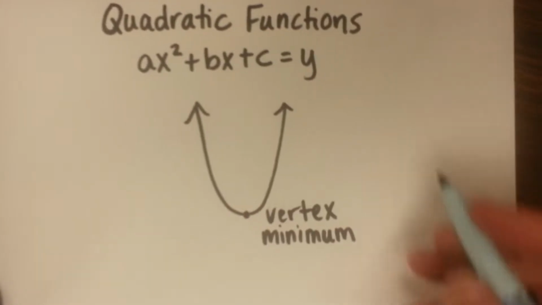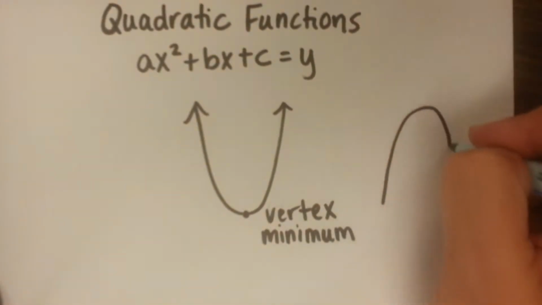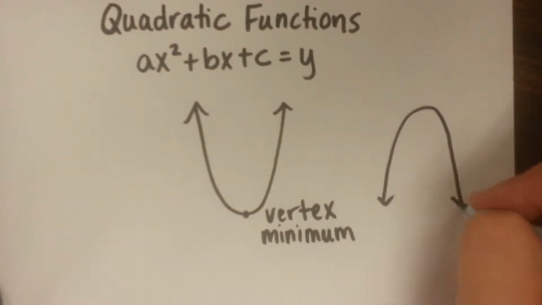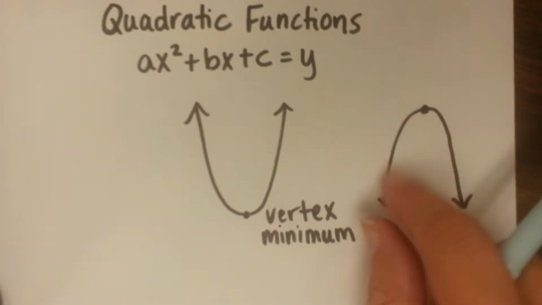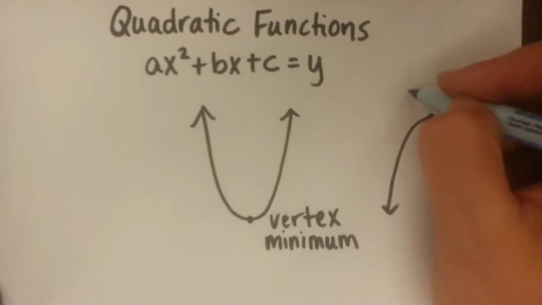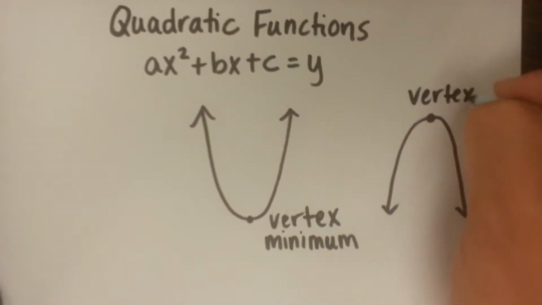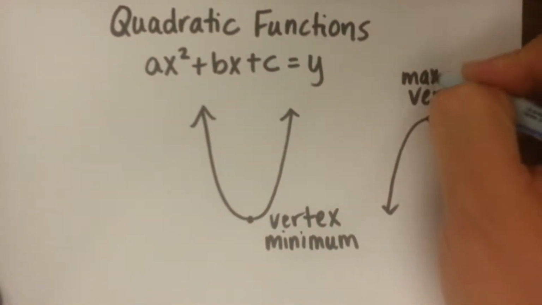If I was looking at a parabola that was facing downwards, or opening downwards, the highest point would be its vertex. And since it is the highest point, it would be known as the maximum.